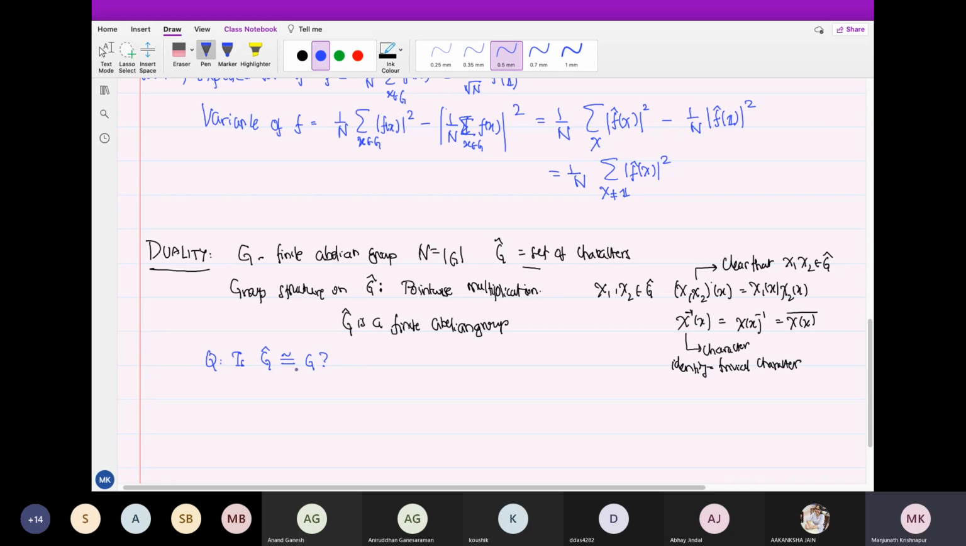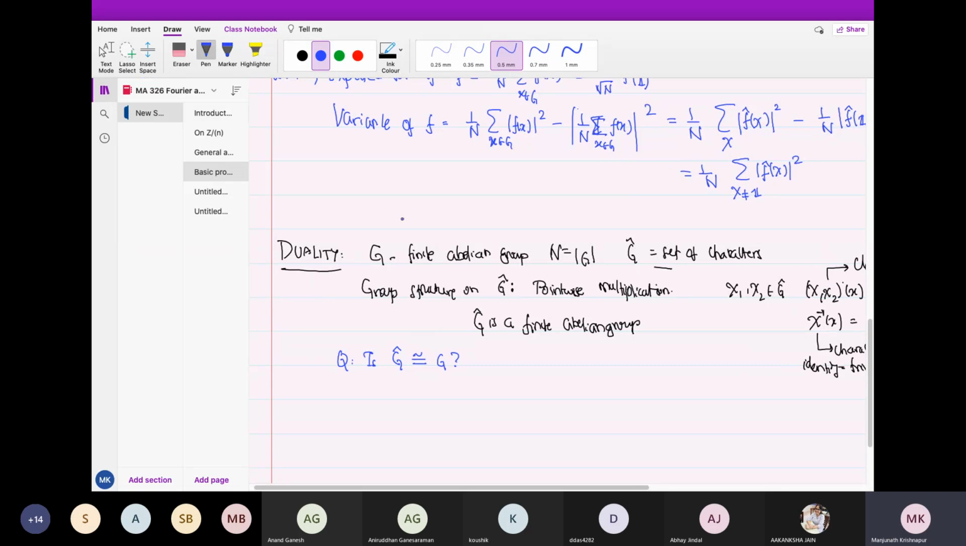Would you say it's isomorphic? So you can go back to the structure theorem. Okay, so for Zn it is true. For Zn, Zn hat is chi 0, chi 1, up to chi n minus 1. Let's remember what is chi sub k. Chi sub k of j is e to the 2 pi i k j over n.